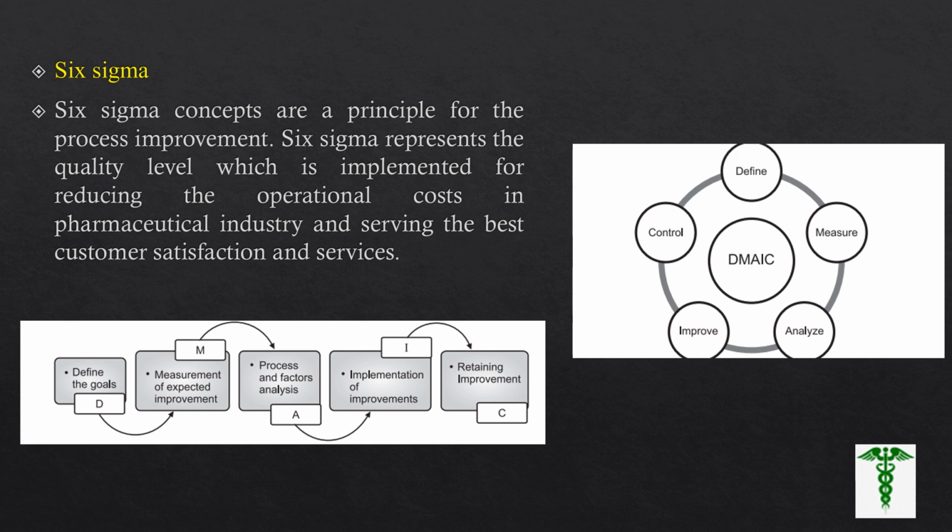So if you get a question, you are supposed to write DMAIC, where D stands for define, measure, analyze, improve and control. So what we have to do in the Six Sigma concept is that we have to define the goal, we have to measure what is the improvement or expected improvement, and we have to analyze the process and do factor analysis, and we have to implement that analyzed part as an improvement, and we have to control, meaning we have to retain our improvement. This is the basis of the Six Sigma concept.